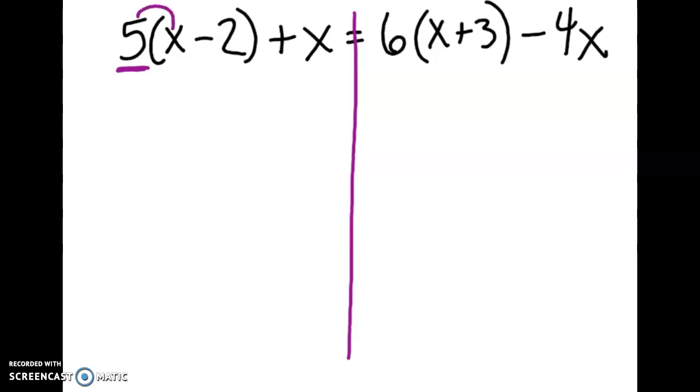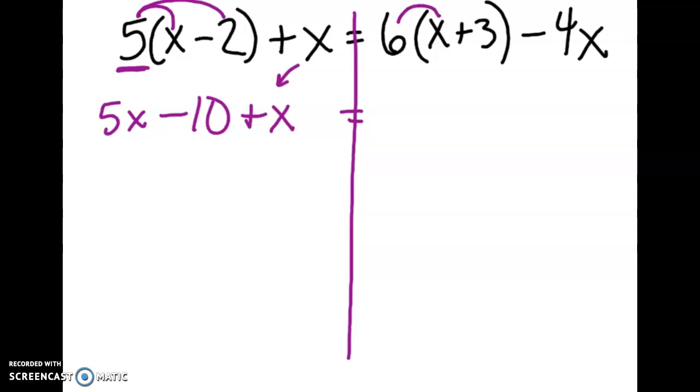So for instance, 5 times 1x is 5x. 5 times negative 2 is negative 10. And I'm just going to bring down the plus x because nothing happened to it. Now we're going to do the same thing on the other side because we do have another set of parentheses. 6 times x is 6x. 6 times 3 is 18. And I'm going to bring down the minus 4x.